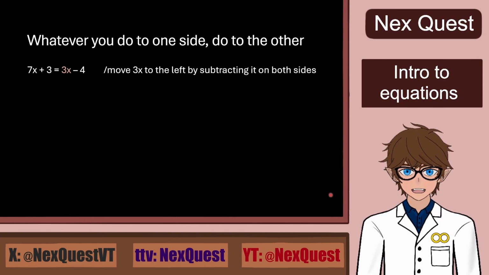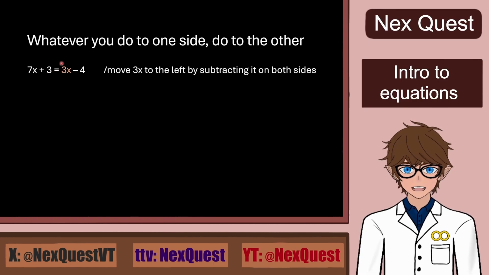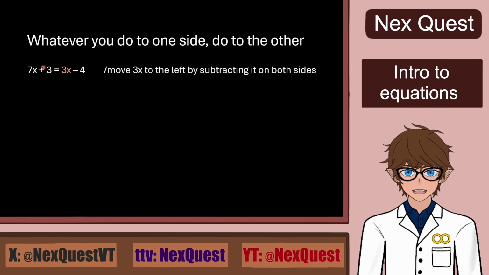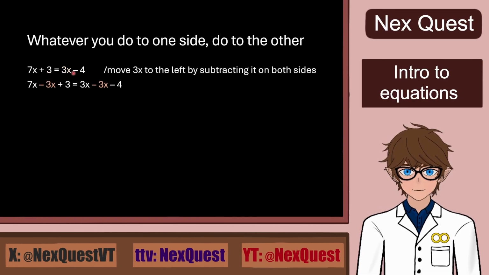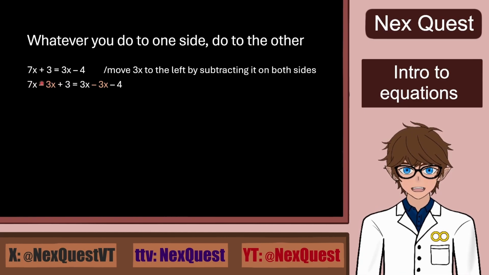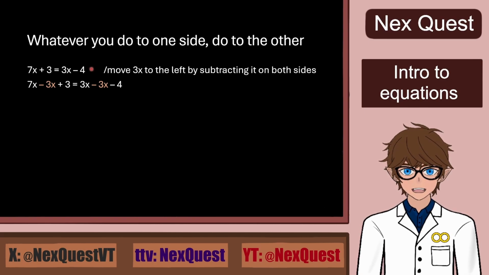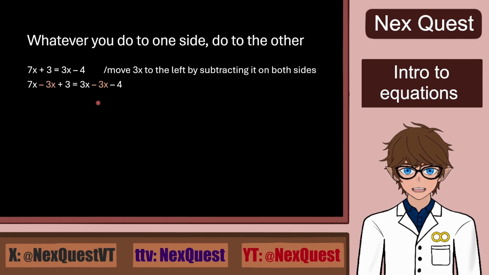First, we would like to move the 3x to the left. How do we do that? By subtracting it. We can subtract on the right side, where we have minus 4, but then it wouldn't be an equation if we didn't do the same thing on the left. Meaning, we take 3x from both sides, so I put subtraction on both sides, marked it orange. So we get 7x minus 3x plus 3 equals 3x minus 3x minus 4. We can do this with any number. We could add 5, even though it doesn't help us in this case, but we could, as long as we do it on both sides.